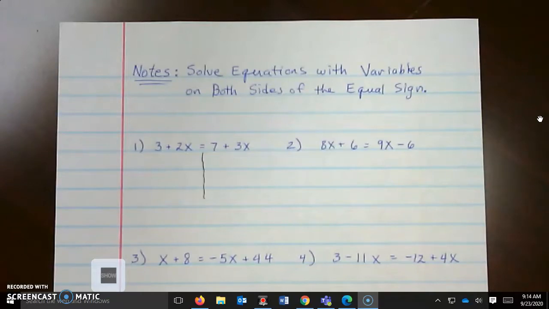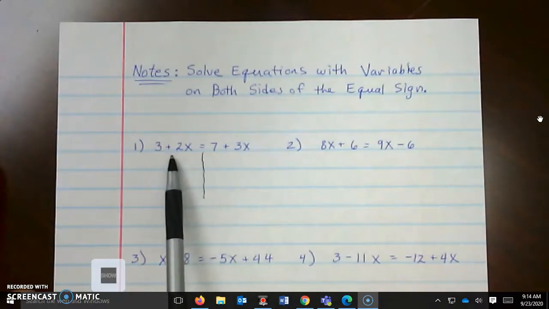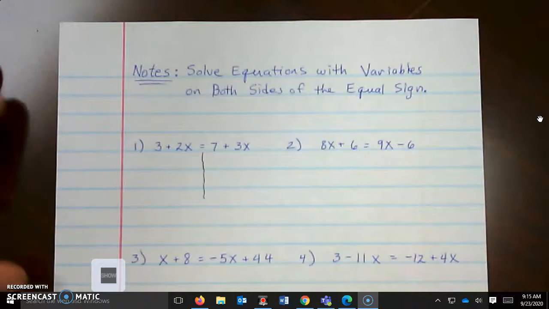I'm stuck. A common question is, which one should you cancel? It doesn't matter. You'll get the same answer. What I try to do is if I see I have a 2 and a 3, I will cancel the smaller one. So I'm going to go ahead and cancel this 2x.